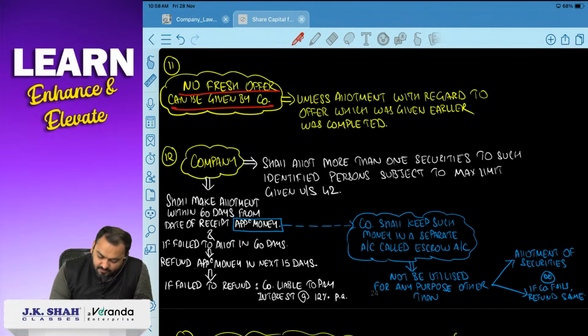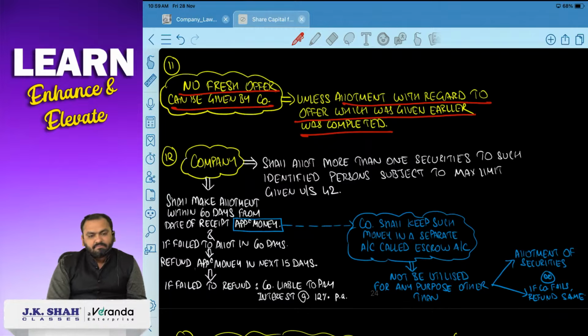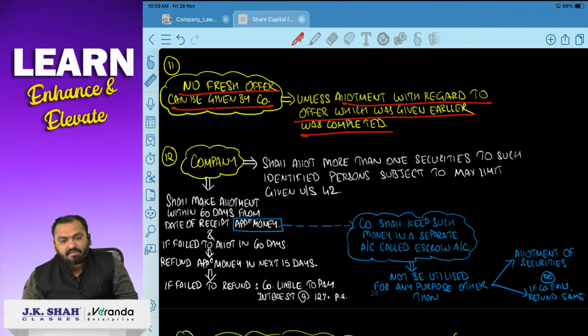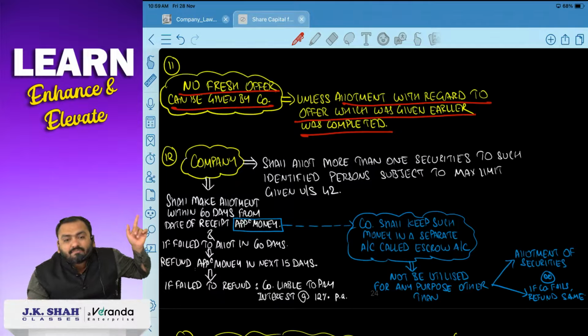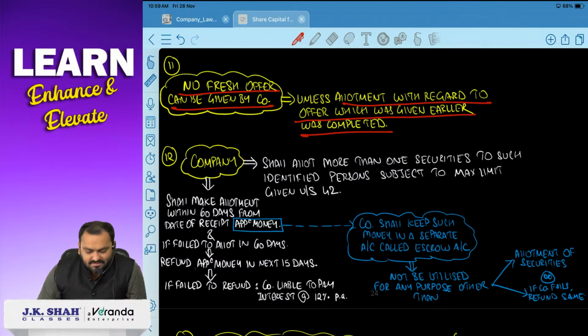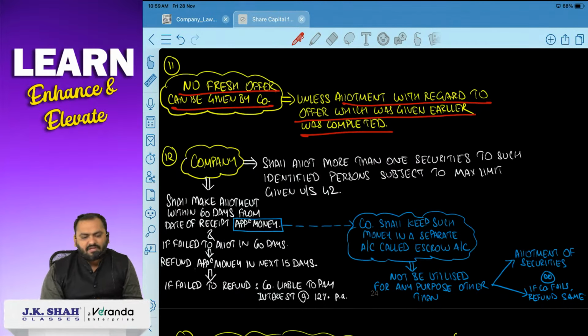No fresh offer can be given by the company unless the allotment with regard to the offer which has been given earlier was completed. Now suppose the company has already made this type of offer earlier, and now the company is making one more offer of private placement. So if the earlier allotment is pending, you cannot make a fresh offer now. Unless the allotment with regard to the earlier offer is completed, you cannot go for a fresh offer.